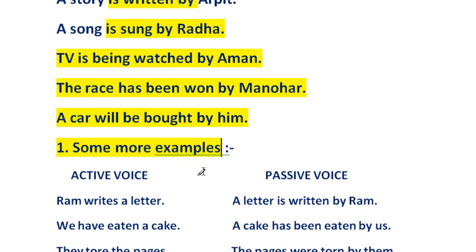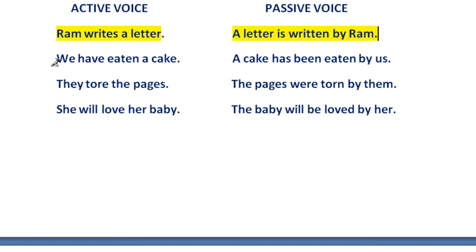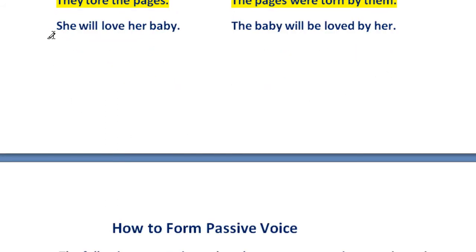Let us see some more examples of active voice and passive voice. In active voice we have Ram writes a letter. In passive, a letter is written by Ram. In active we have we have eaten a cake. In passive we have a cake is eaten by us. In active voice we have they tore the pages. In passive we have the pages were torn by them. In active we have she will love her baby. In passive we have the baby will be loved by her.